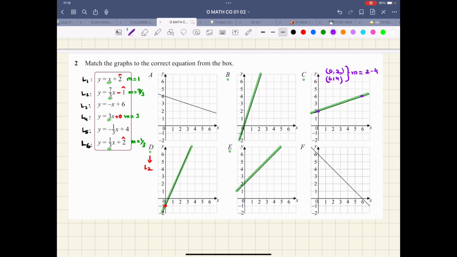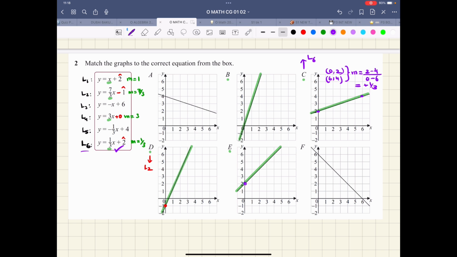Let me calculate the gradient. Gradient is 2 minus 4 over 0 minus 6, which is negative 2 over negative 6, which is positive 1/3. Positive 1/3 and a y-intercept of 2, that is line 6. So diagram C belongs to line 6.